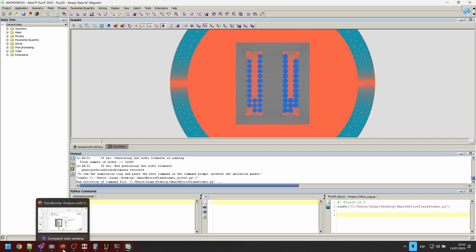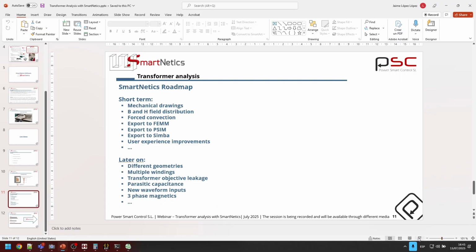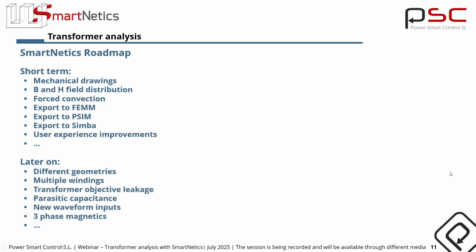I'm going just to go back a little to the presentation, because this is what we do now, and I want just to show you the roadmap we have for the upcoming versions. We're going to include the mechanical drawings, a better representation of the B and H fields, so the BH curve, how to use it for conversion, and how to export to different software. So FEMM for the people that don't have an ANSYS or a Flux license, how to export to PSIM, I mean, how to export to Simba. We're going to improve the user experience, etc. So this is what we do up to here. This is what we're going to do in the short term.